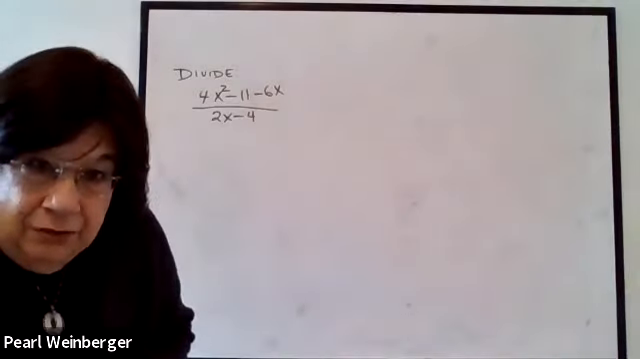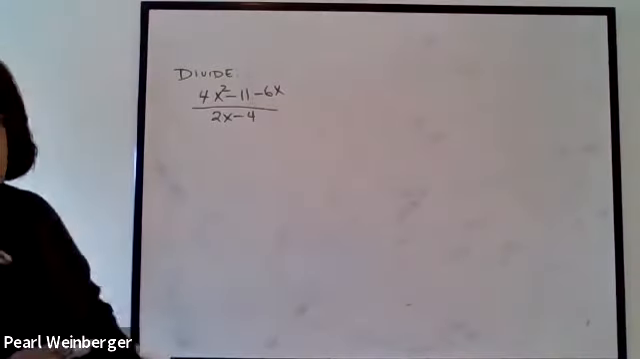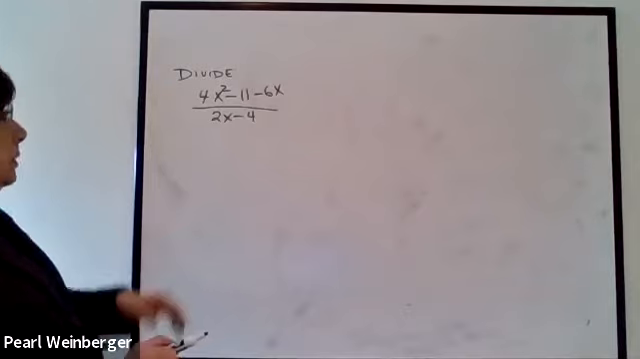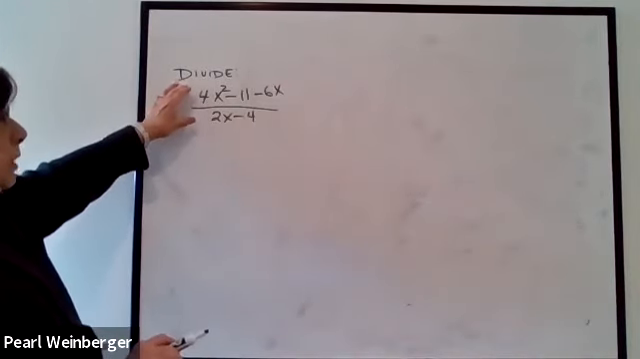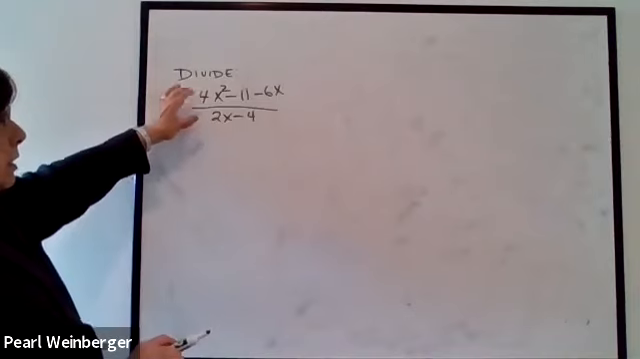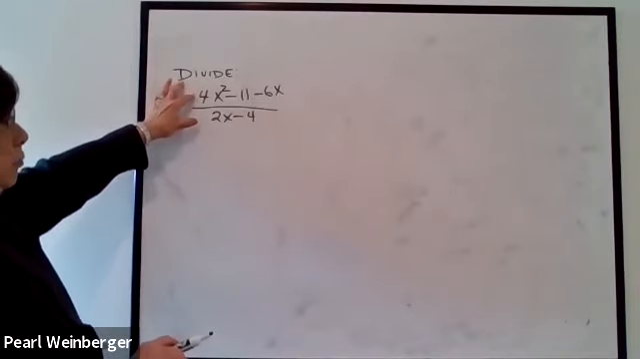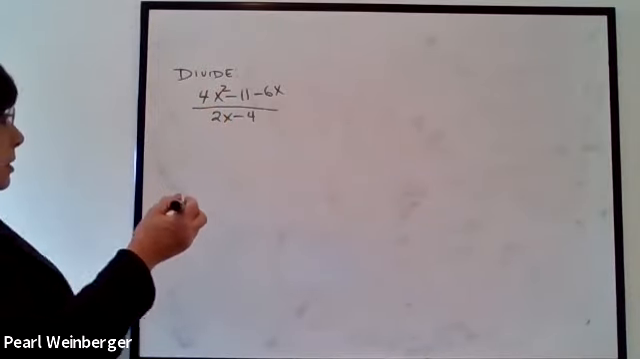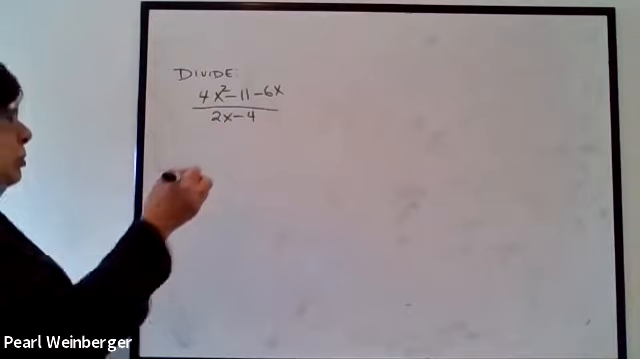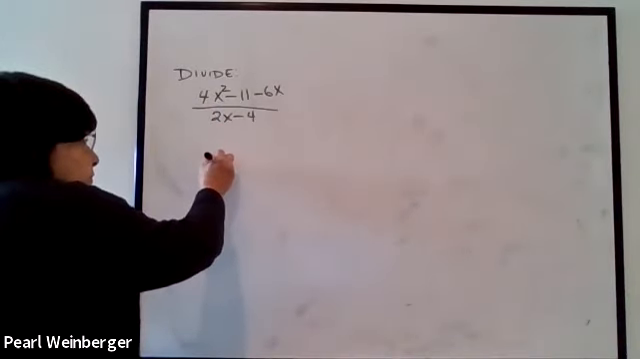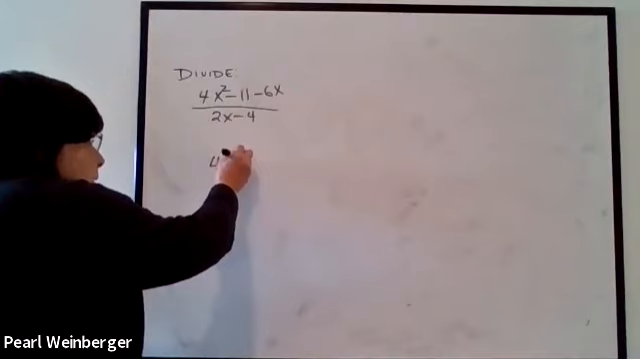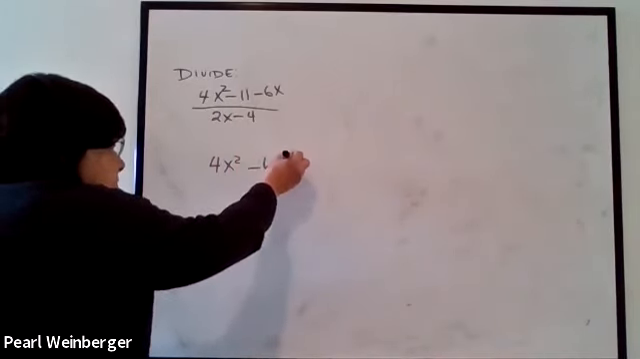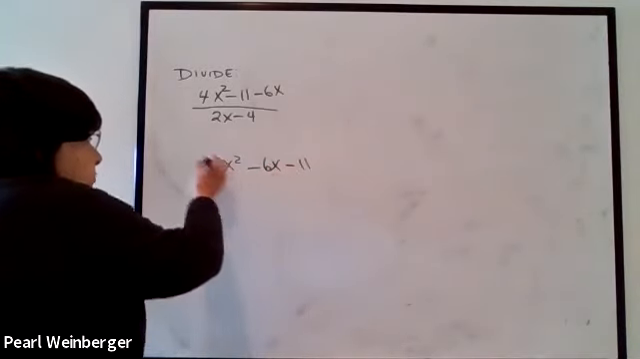Okay, well, thank you so much for your answer. Let's see if that's what I get as well. So I have to rearrange these terms. I have 4x squared minus 11 minus 6x. And I need my terms in descending order. So my first term is going to be 4x squared. My second term is going to be the negative 6x. And the last term is going to be the minus 11.